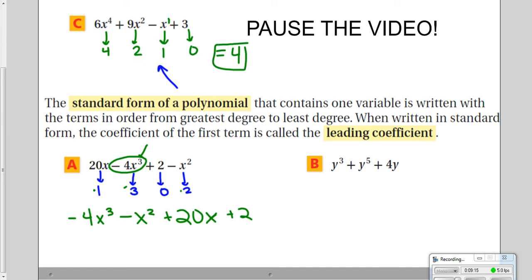Okay, so I've written it in standard form, but now let's talk about the leading coefficient. The leading coefficient here would be the very first coefficient you see because you wrote it in order. So what's the one that leads the whole problem? Well, in this case, it'd be negative 4.